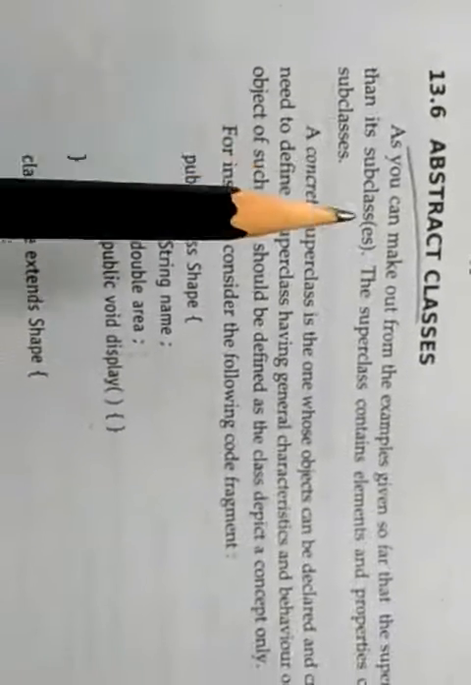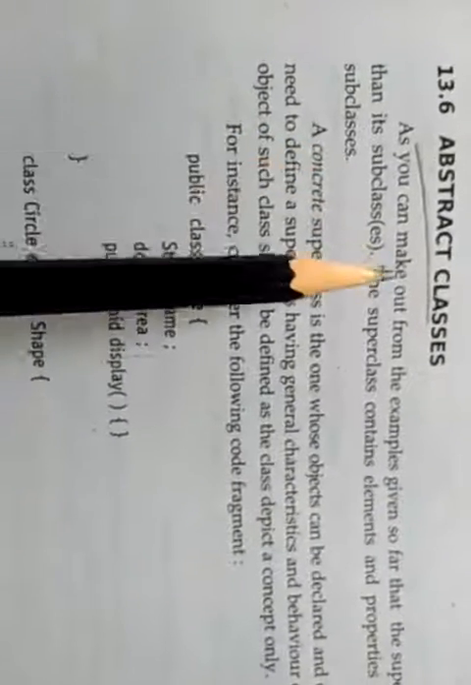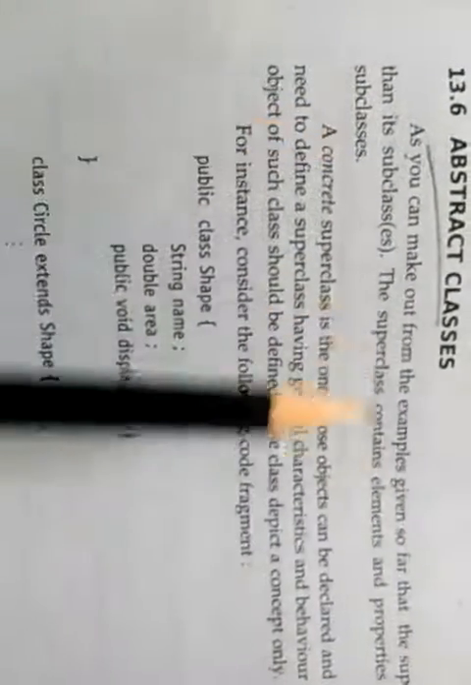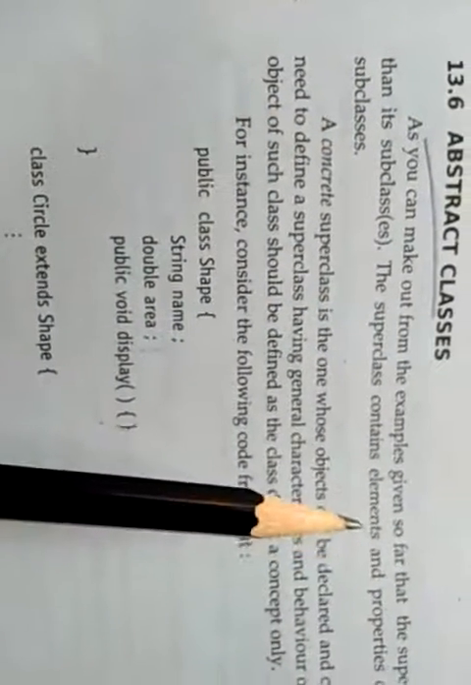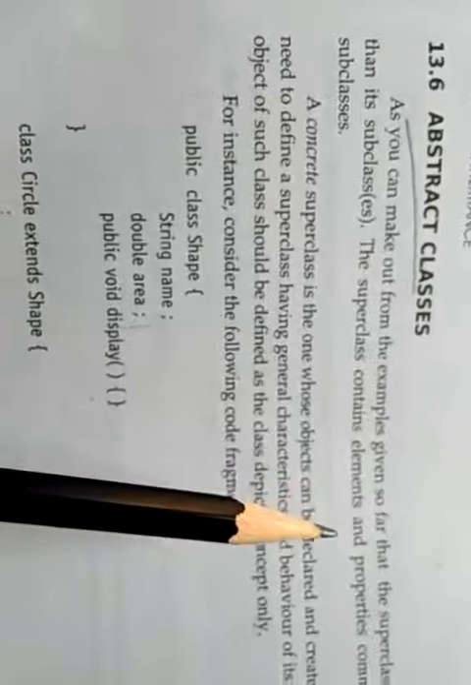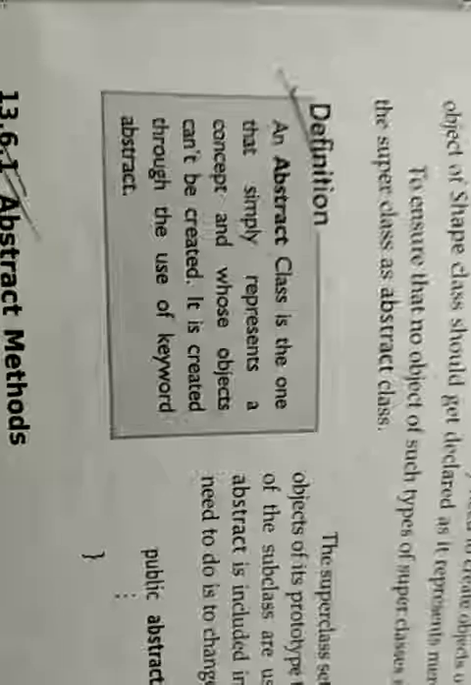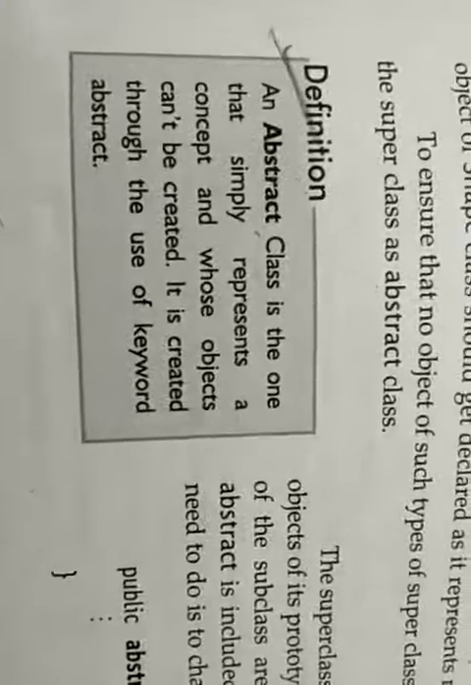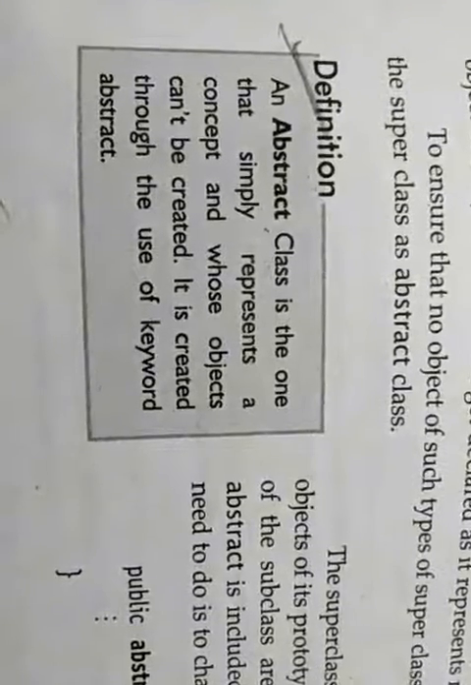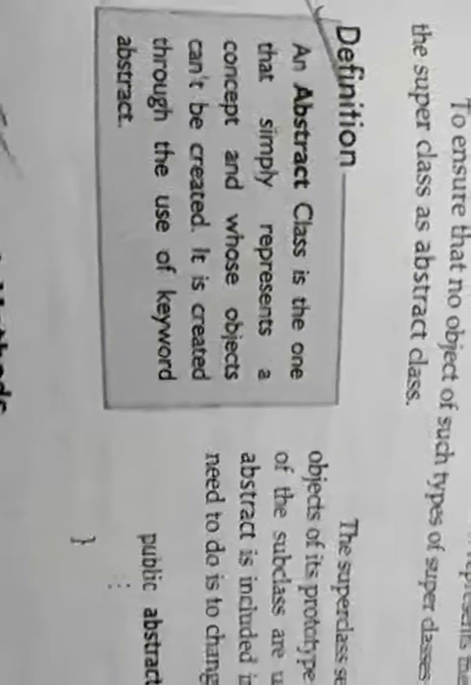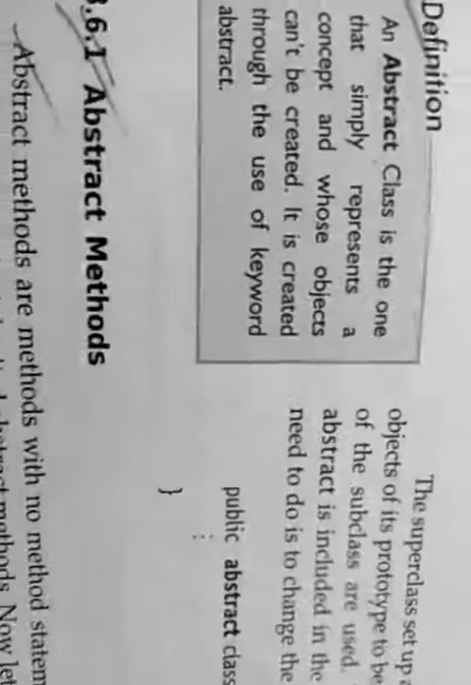So, the next topic of today is abstract class. An abstract class is a class whose object cannot be created. The abstract class works only as a base class. A class that simply represents a concept and whose object cannot be created is known as an abstract class. The next topic is the abstract method.